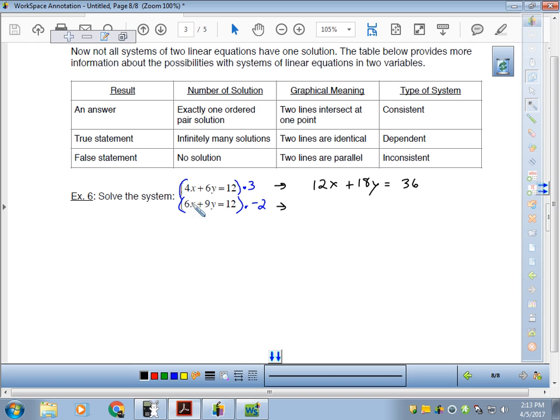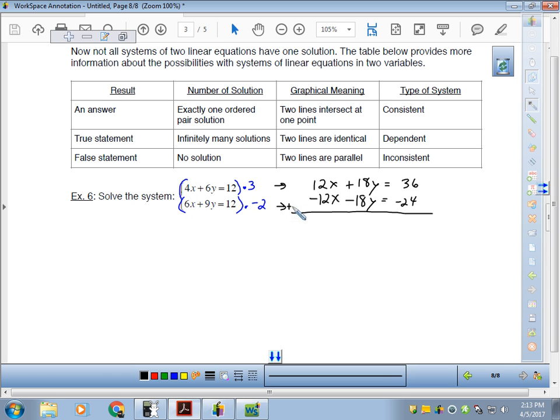Down here, 6x times negative 2 is negative 12x. 9y times negative 2 is negative 18y. And 12 times negative 2 is negative 24.